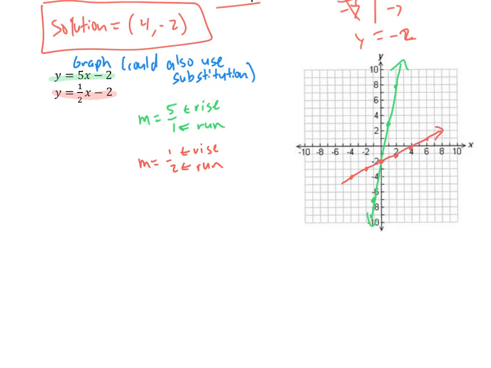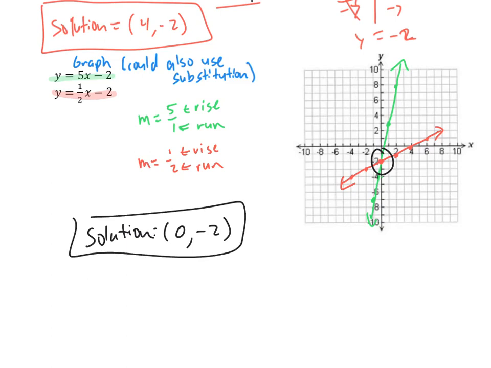There we go. Okay, and our final thing here is we want to find the point where they intersect, which is going to be right here on the y-axis. So our solution is going to be the ordered pair of that point, which is 0 in the x direction and negative 2 in the y direction. Okay, so that's just a quick review of each method and why and when you would want to use them.